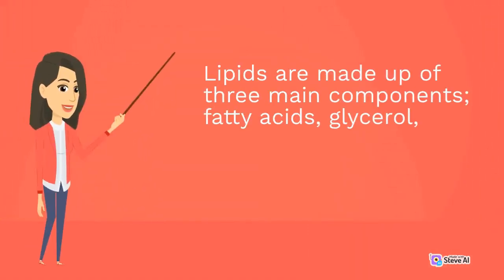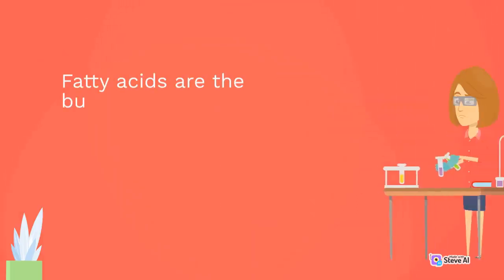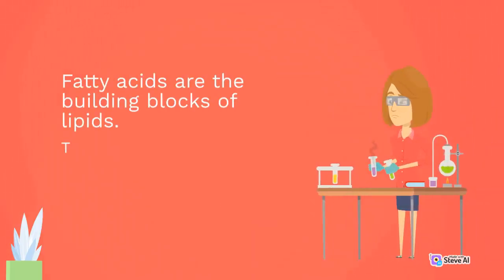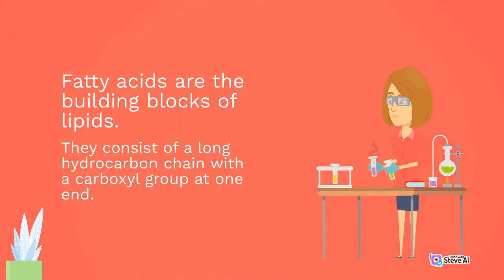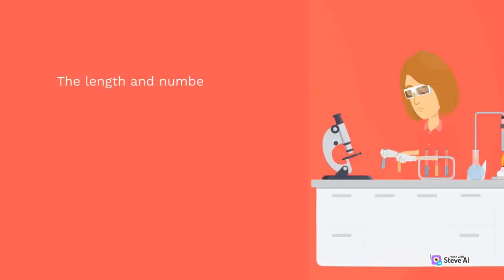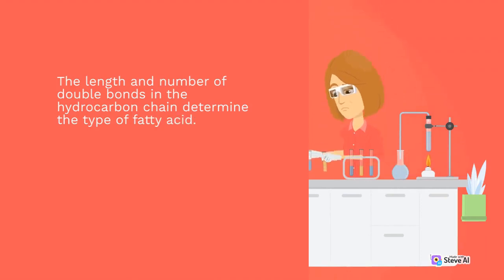Lipids are made up of three main components: fatty acids, glycerol, and a various number of other components such as phosphates, sugars, or nitrogen. Fatty acids are the building blocks of lipids. They consist of a long hydrocarbon chain with a carboxyl group at one end. The length and number of double bonds in the hydrocarbon chain determine the type of fatty acid.